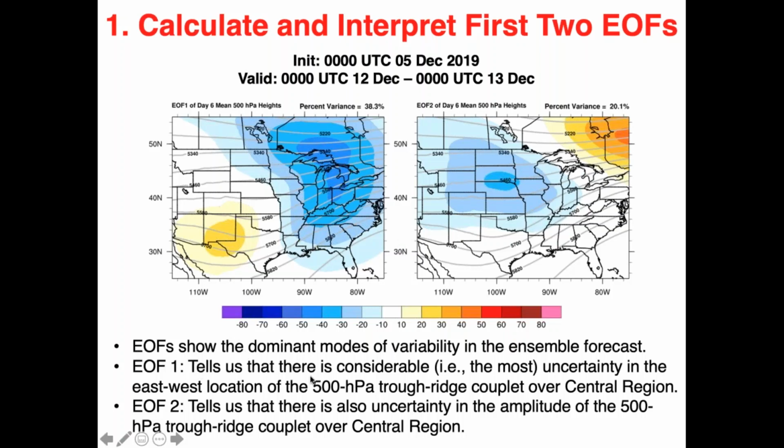So EOF1 tells us that there is considerable, i.e. the most uncertainty in the east-west location of the 500 millibar trough ridge couplet over the central region. And then EOF2 tells us that there is also uncertainty in the amplitude of the 500 millibar trough ridge couplet over central region.